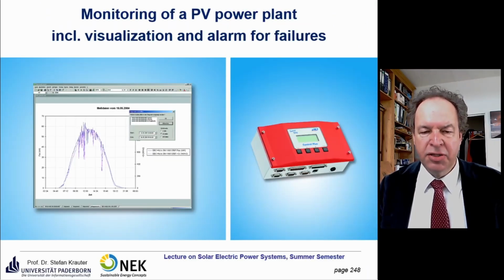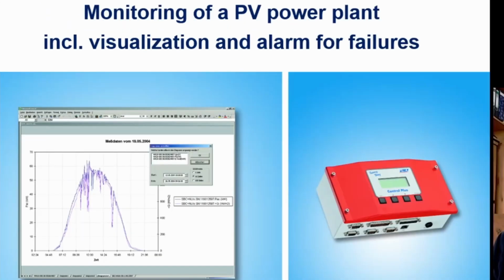For monitoring, there are some devices. You can even have an app on your smartphone and check your system while you're at work, and also some visualization and even alarms for failures. They send you short text messages if there is a problem. For example, if you install an irradiance sensor and the system is not performing as expected, they send you a message, and you can send someone to the power plant to check what's wrong.